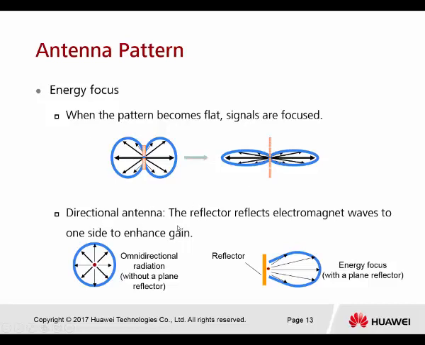For the directional antenna, the reflector reflects the electromagnetic wave to one side to enhance the gain. So we know the omnidirectional antenna without the reflector can cover the surrounding in 360 degrees. Once we put the reflector on one side, it will reflect all the signal on the left, all focused on one side. When all the signals are stacked together, when they have the same phase and the same amplitude, at this level all the energy will be focused.